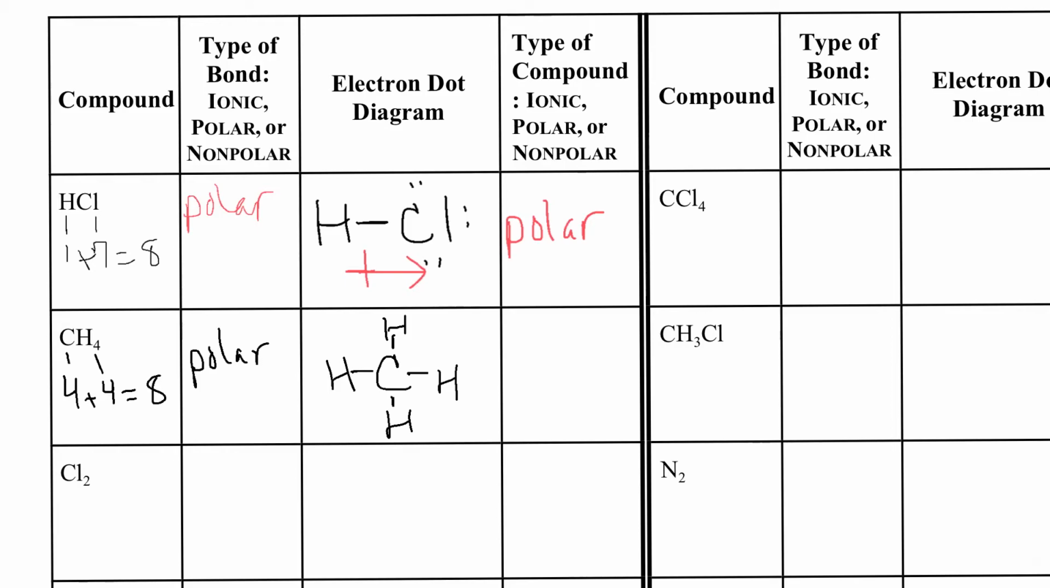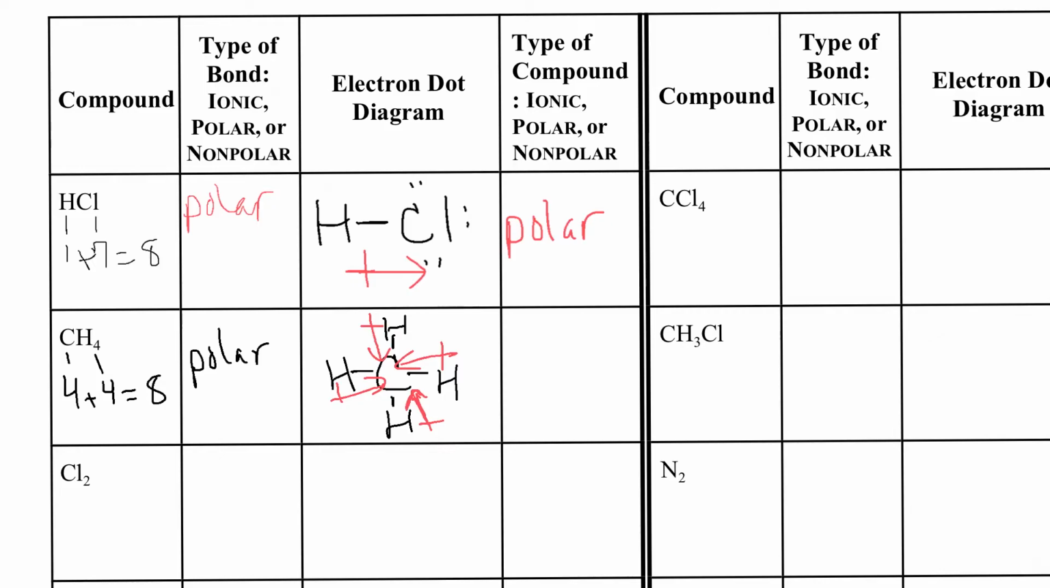So if we look at the individual bonds, if we're looking at where the electrons are going, carbon is the more electronegative atom, so we're actually going to have a pull going this way. We're going to have a partial positive from the hydrogen, and the electrons are going to be moving towards the carbon. So the bond is polar between the carbon and the hydrogen.